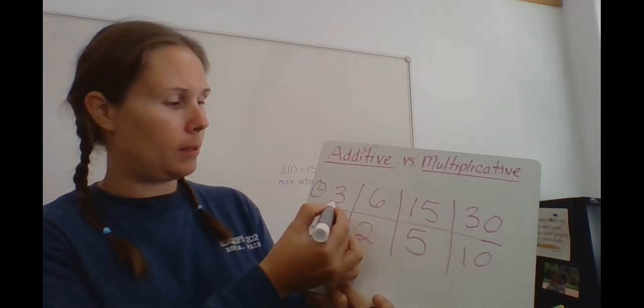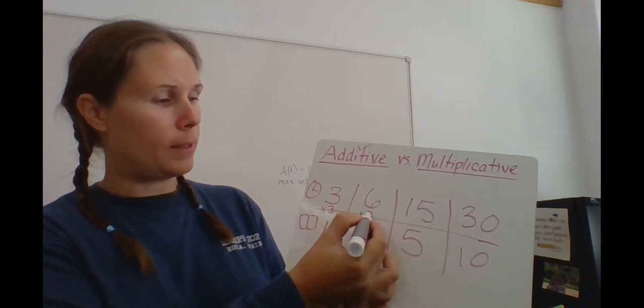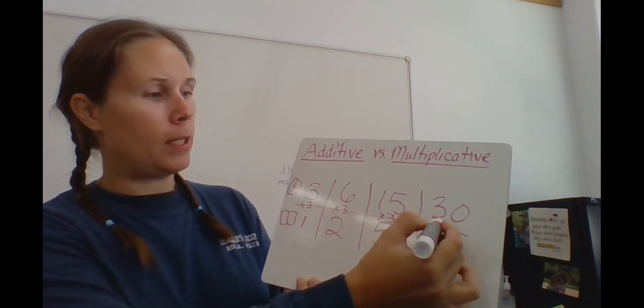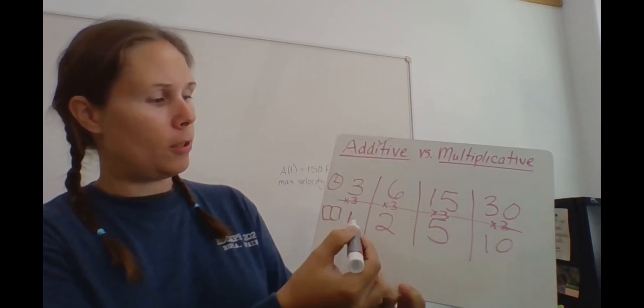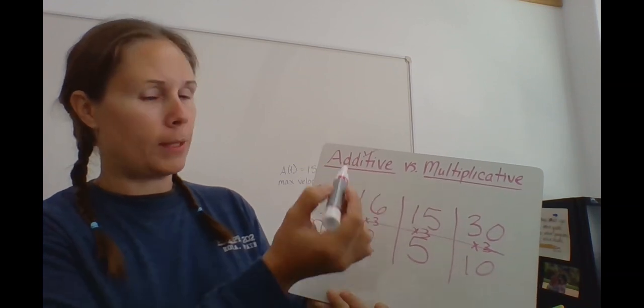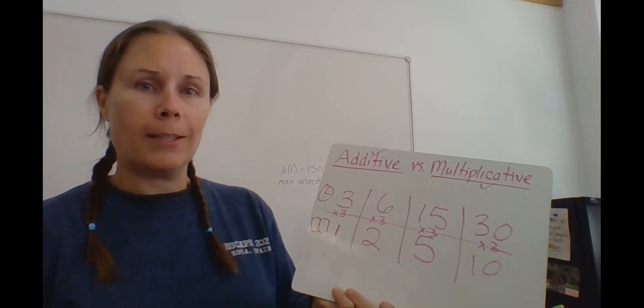You know the something? 2 times something is 6. 5 times something is 15, and so on. So it's all about how do you get from one to the other. If it's by adding, your relationship is additive. If it's by multiplying, your relationship is multiplicative.